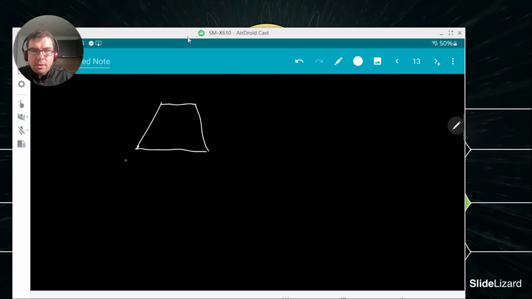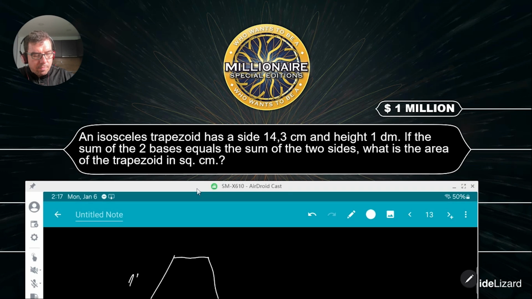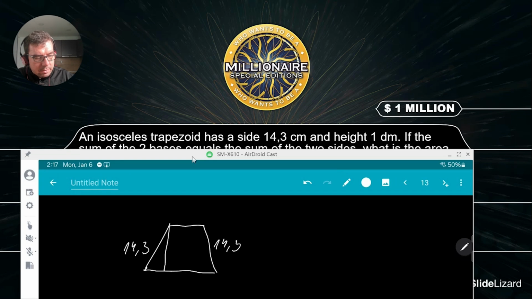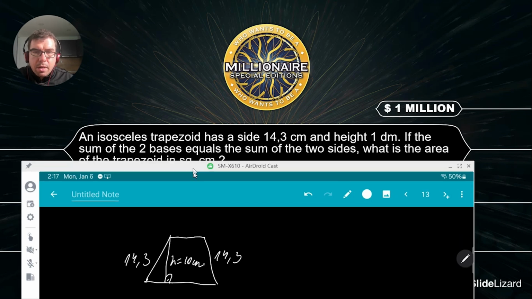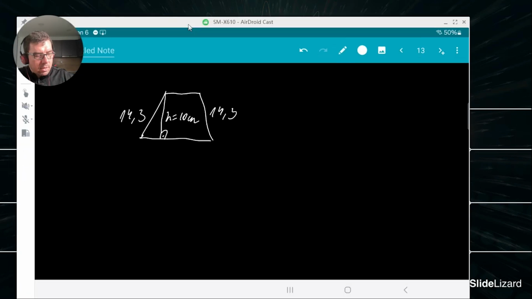This is an isosceles trapezoid. The two sides are equal. So 14.3, 14.3. And it says that the height is 1 decimeter, which is the same as 10 centimeters. And it says that the sum of the two bases equals the sum of the two sides. So if my two bases are A and B, then A plus B is 2 times 14.3, the sum of the two sides, and they're equal.